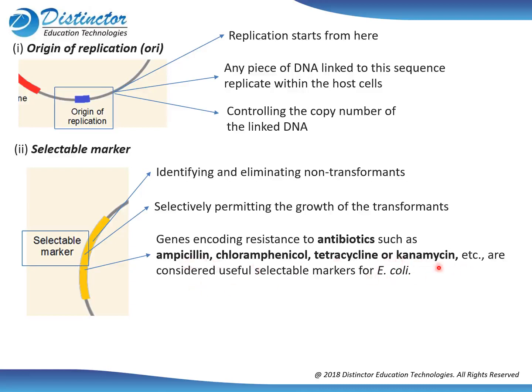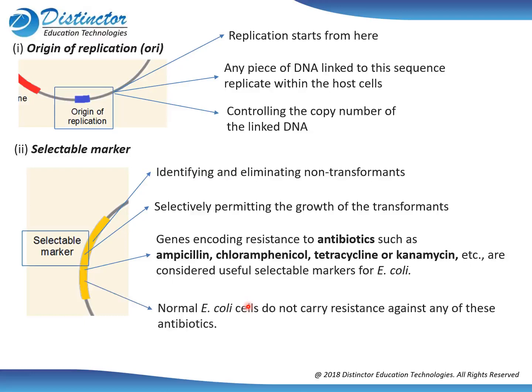If the cloning vector has this antibiotic resistant gene, it can be grown in an antibiotic medium. So when these cloning vectors are introduced into E. coli cells, they gain that resistance power.